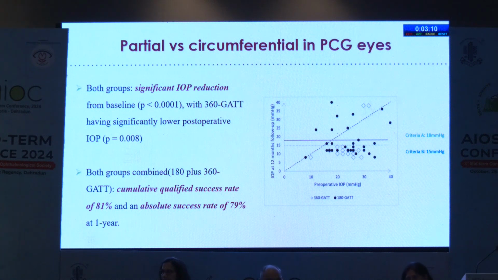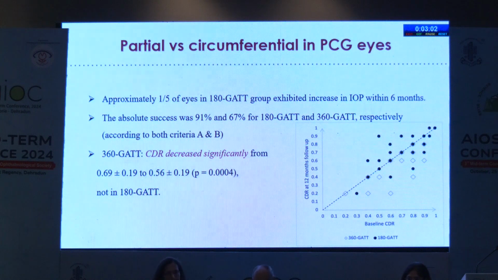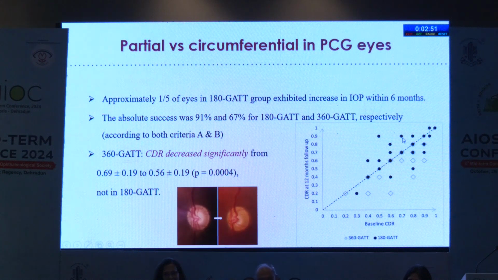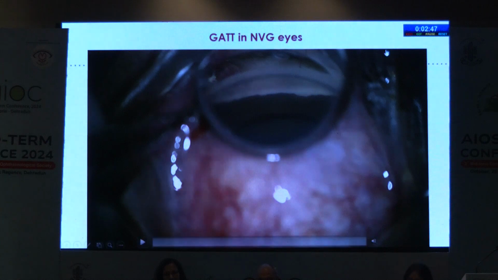So 360-degree fared much better than 180 degrees in the primary congenital glaucoma group, and now we are resorting to 360-degree treatment in these patients. Even when we looked at the CDR reversal, we found that the post-operative reversal was better with the 360-degree group compared to the 180 group, which did not experience reversal with the surgery. This is one of the optic discs showing reversal post 360-degree GAT.